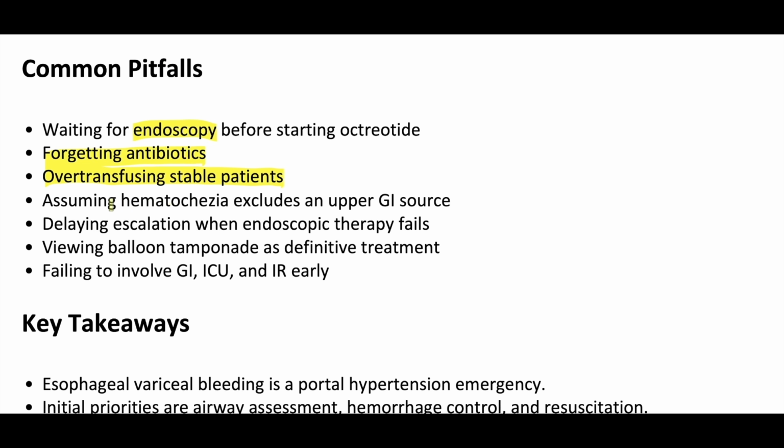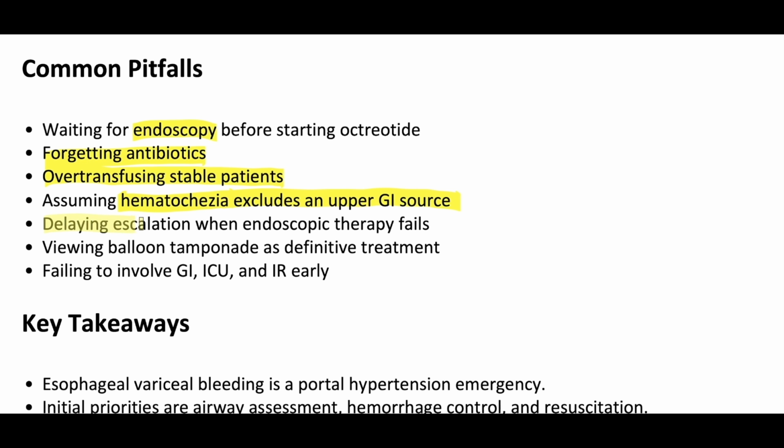Another common pitfall, which we talked about, was assuming hematochezia, aka bright red blood per rectum, excludes an upper GI source. This can really shoot you in the foot. If someone is sick from GI hemorrhage and they have bright red blood coming out of their rectum, it could be upper. It could be a brisk upper, which is a really bad sign. It could also be a brisk lower, tough to say, but don't let hematochezia in someone sick make you think that it's not an upper GI bleed.